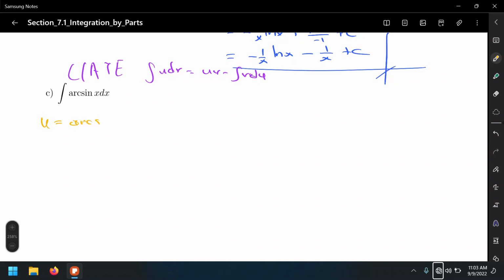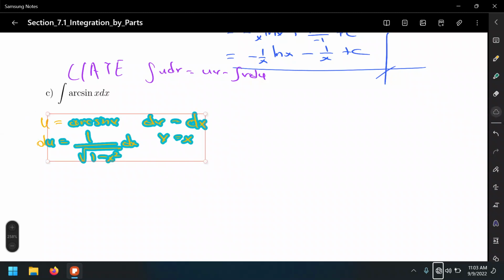In fact, even if you say, oh, dv equals arcsine x dx, isn't it the original problem? I mean, that's not actually what it is. dv should be dx. The derivative of arcsine x, that's going to take us back to Calc 1. Any ideas on what that derivative is? 1 over the square root of 1 minus x squared. And the integral of dv is v, the integral of dx is just x.